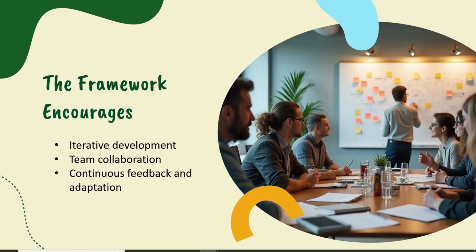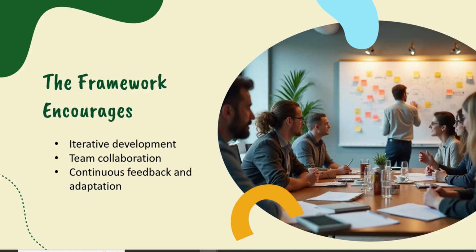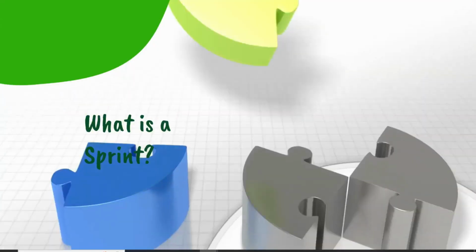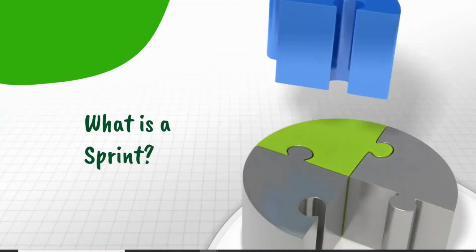Then, thirdly, there's room for continuous feedback and adaptation. And this is done through regular reviews and retrospectives. And that is the importance of the Scrum ceremonies we'll be discussing this morning. Before we discuss the Scrum events, let us see what a sprint is. So, what is a sprint?